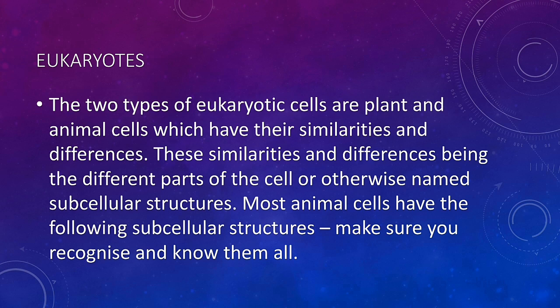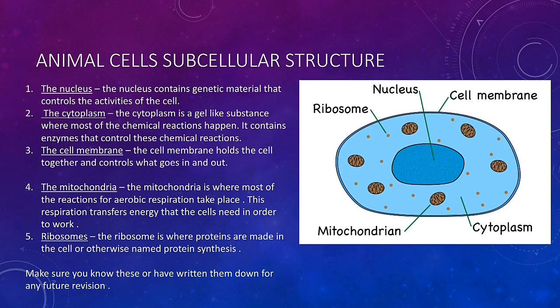Most animal cells have the following subcellular structures. Make sure you recognize and know them all. 1. The nucleus. The nucleus contains genetic material that controls the activities of the cell. 2. The cytoplasm. The cytoplasm is a gel-like substance where most of the chemical reactions happen. It contains enzymes that control these chemical reactions.